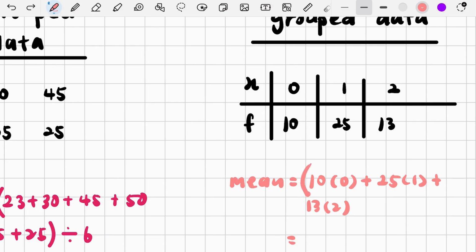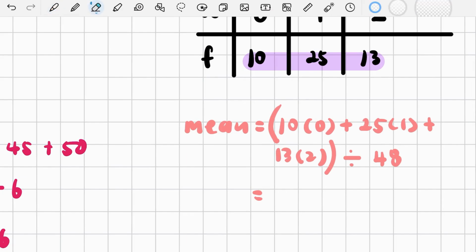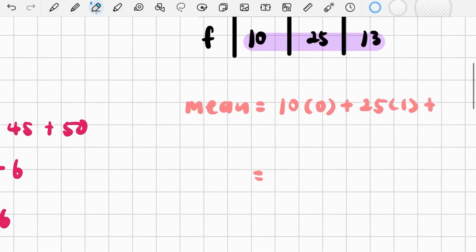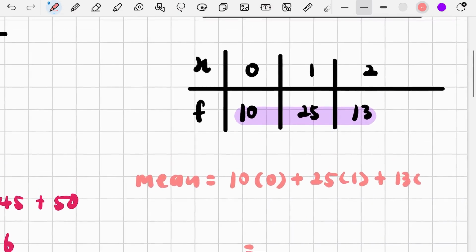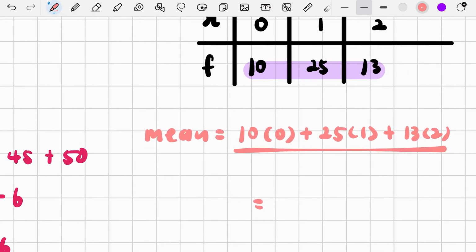Okay, so for the mean, we must divide by the total frequency, which is the number of people here, right? So that will give me 10 plus 25 plus 13. So divide by 48. Okay, divide by 48. I think most of us don't write it this way. Let me write it the way that you all usually will write. 13 times 2, then you just go and divide by 48.